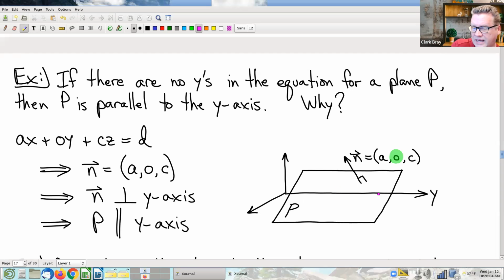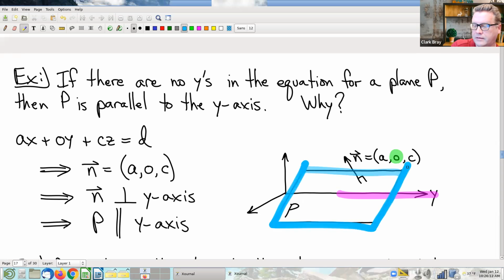But here's a more direct way to say it. If you have a line and it is parallel to another line that is in that plane, right, then we would say that certainly the purple line is parallel to the blue line here. And the blue line is in the plane. Anyway, you can think about it whichever way you like.